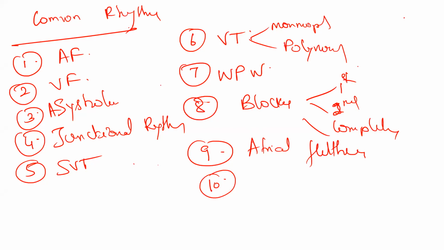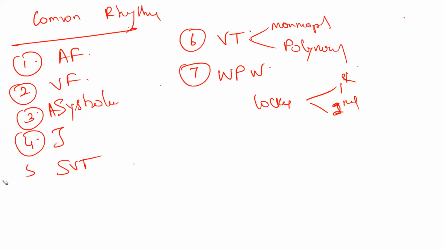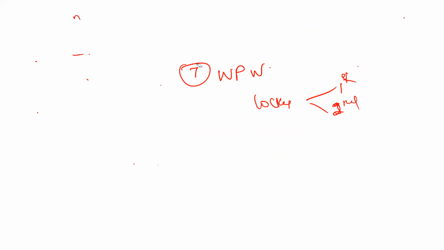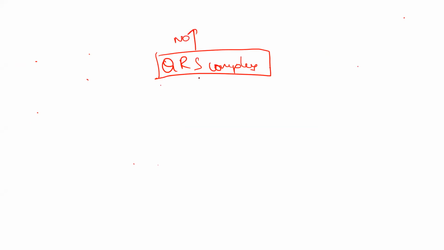We can identify all these rhythms by just following this flow chart. You ask yourself 5 questions, and at the end of answering the 5 questions, you will identify the rhythm. The first question you have to ask is: is there a QRS complex? First, see the ECG: QRS complex, yes or no. If it is no, go one side; if it is yes, go down. If it is no, check the baseline wave.